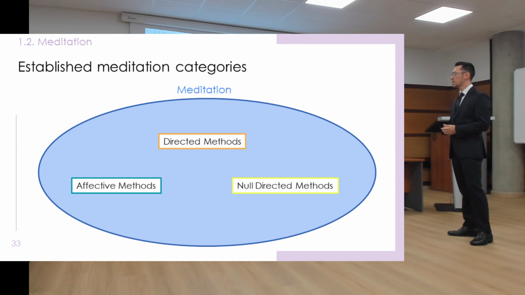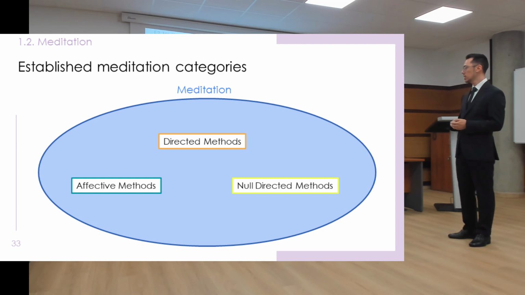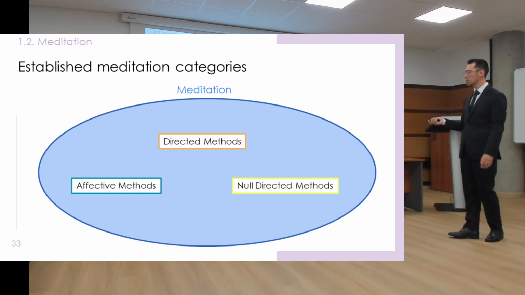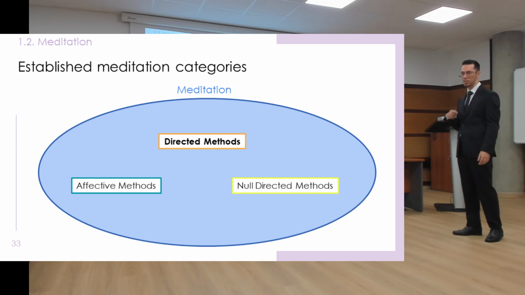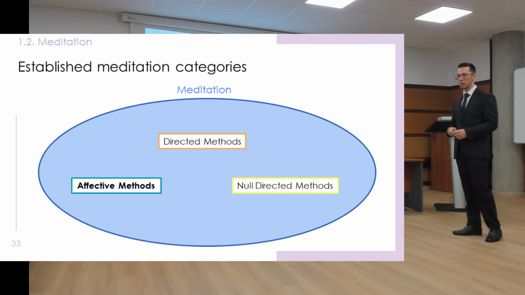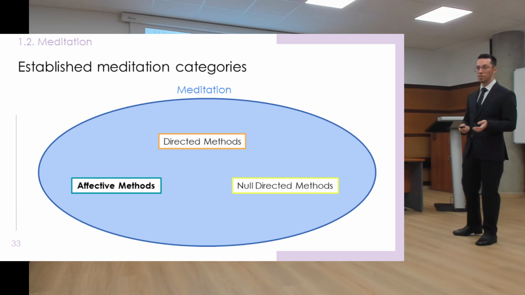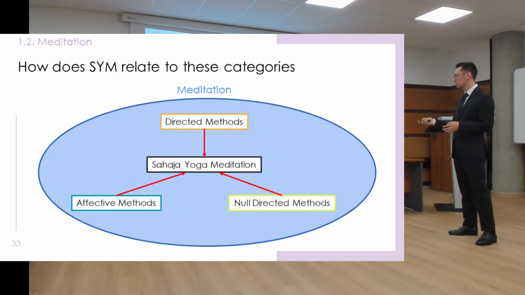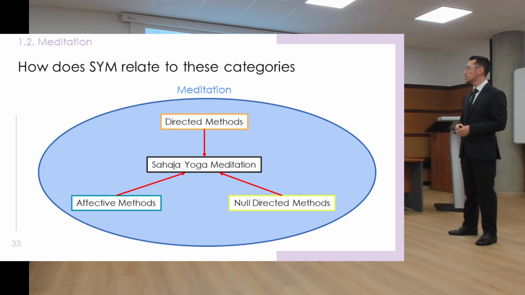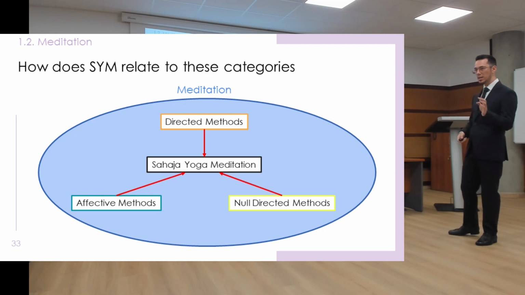So meditation comprises a wide range of different forms, each addressing specific objectives or needs, and using different methods to facilitate this state of meditation. For example, by focusing on bodily sensations or the physiology of the body, in the case of directed methods, focusing on specific feelings or emotions, in the case of affective methods, and the absence of any content in the case of non-directed methods. So, in this case, Sahaja Yoga meditation shares aspects with these three different groups.